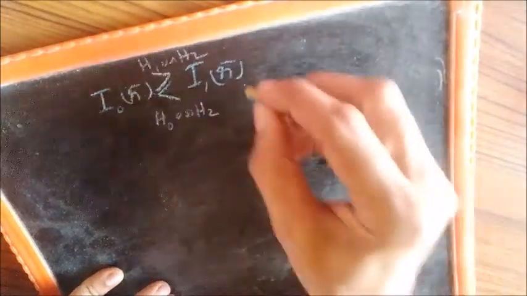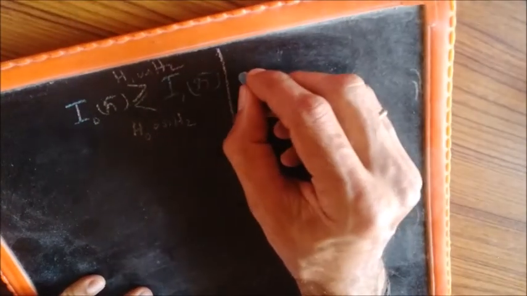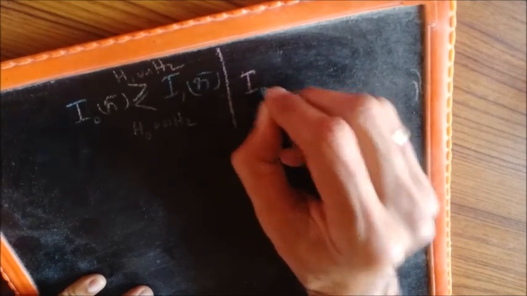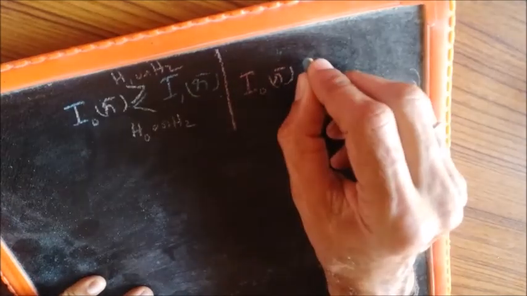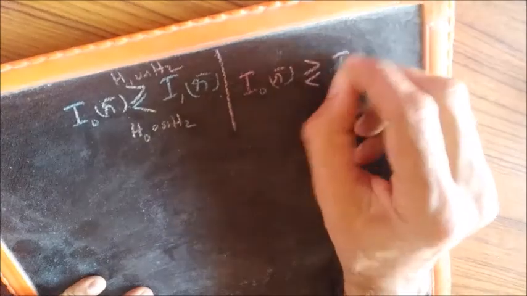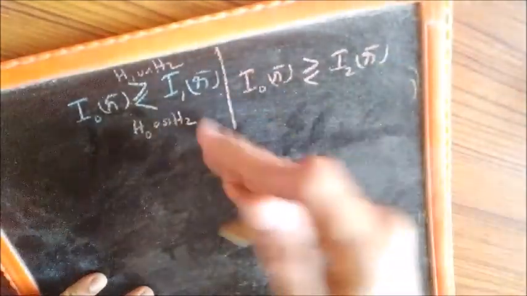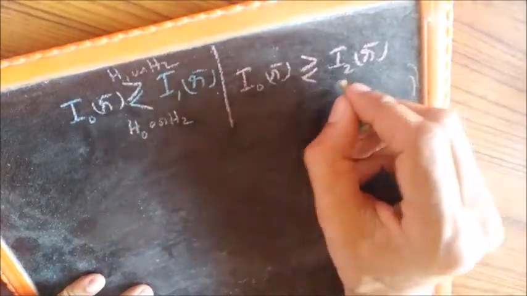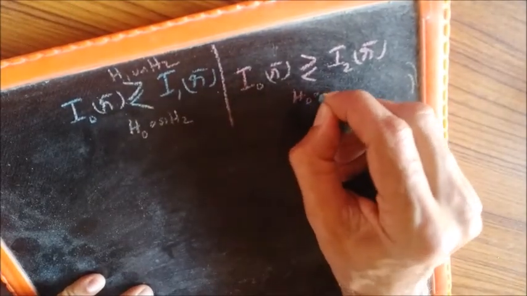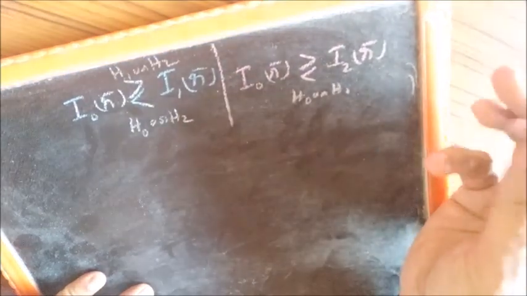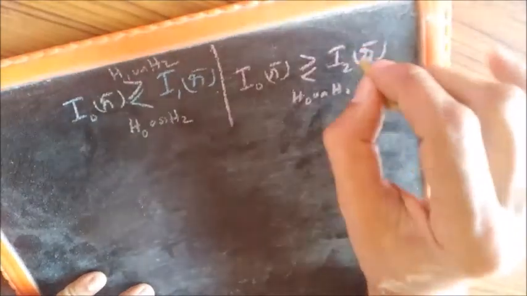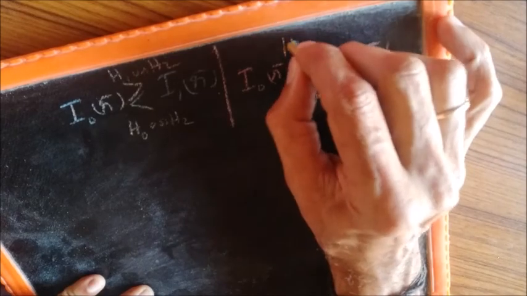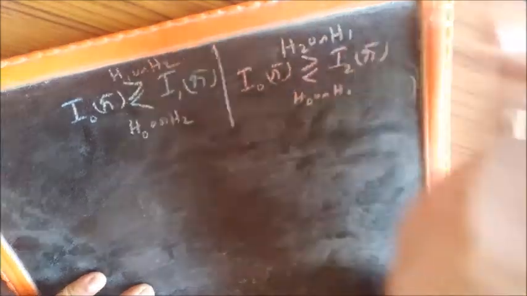And likewise, we can compare I0(R) with I2(R) and use the same logic and say that if I0(R) is less than I2(R), it is either H0 or H1, definitely not H2. And if this is turning out to be smaller than this, it's definitely not H0, so it's either H2 or H1.